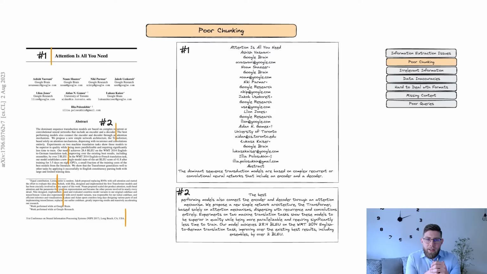Continuing with poor chunking. So chunking, again, is the second step. After we have extracted information from our documents, we need to chunk this information into smaller pieces which are then saved in our vector database, and for which we generate embeddings, so vectorized representation of text or vectorized representation of meaning.